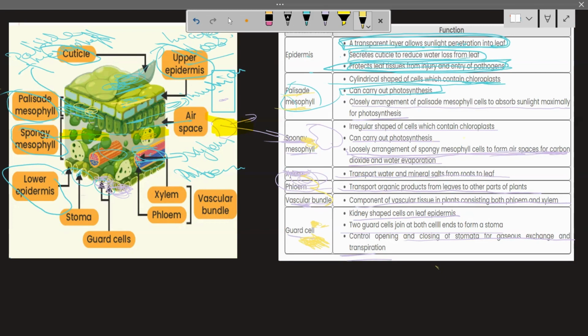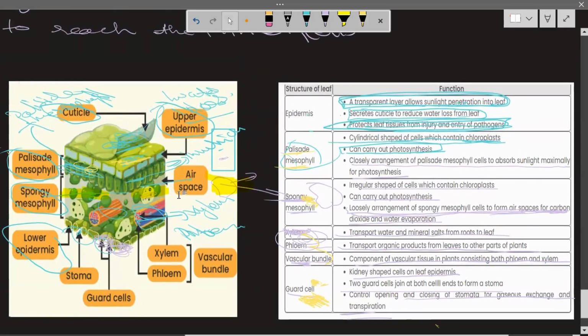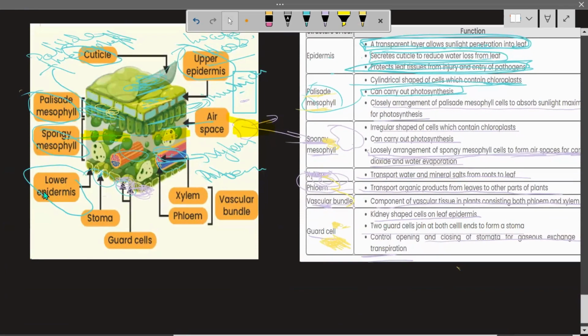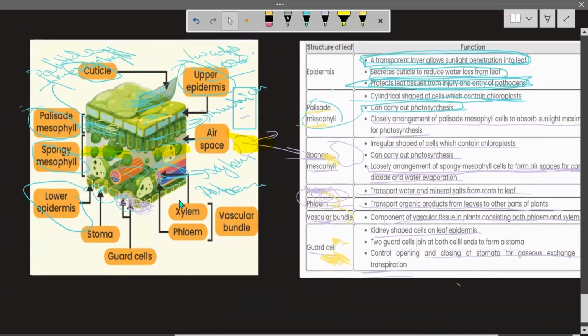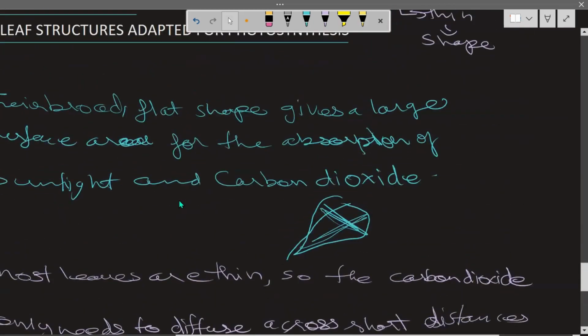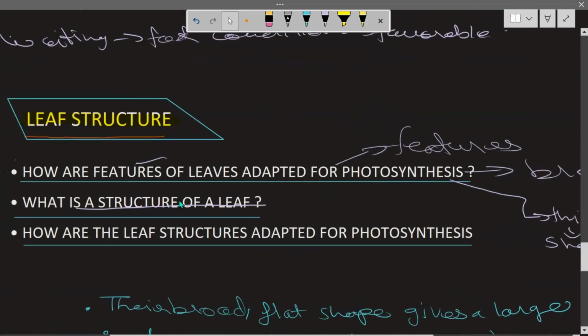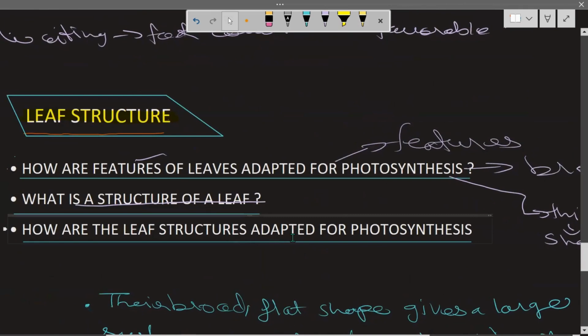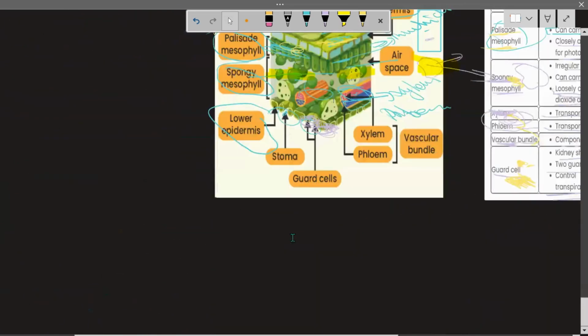Okay, you got it. Like in the lower epidermis, the stomata is present, and that's it. I think we have done the second part. Okay, so how are the leaf structures adapted for photosynthesis?